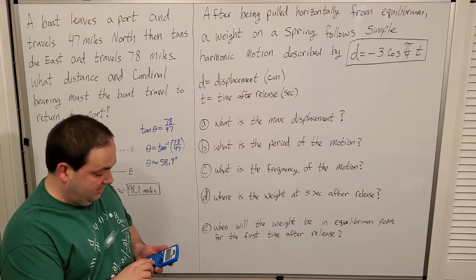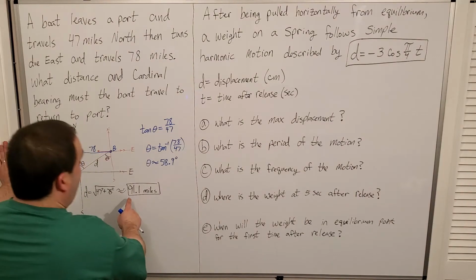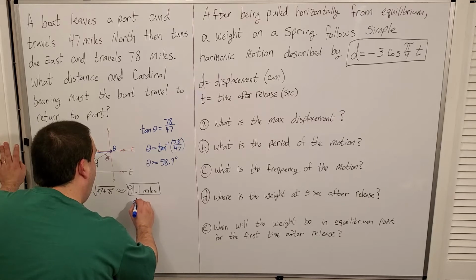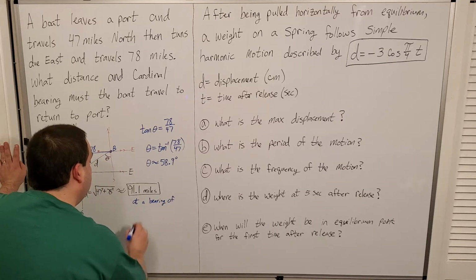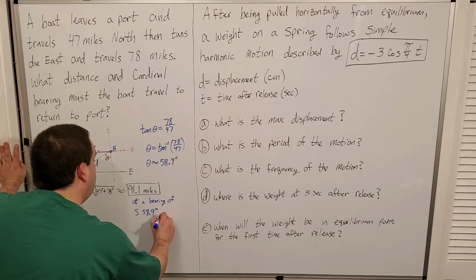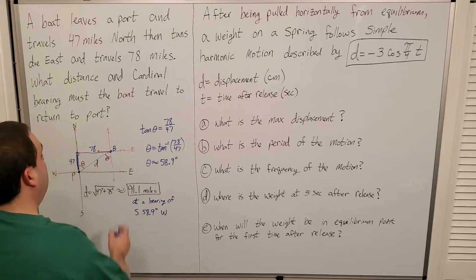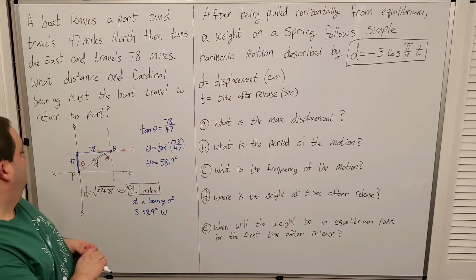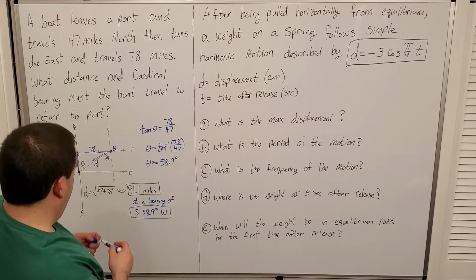Remember, the angle in this case is not the final answer. I need to give a bearing. So we're going to travel 91.1 miles at a bearing of south 58.9 degrees west, because we're facing south and rotating to the west so that the boat can travel along this line here. Okay, so that's the other portion of the answer there.